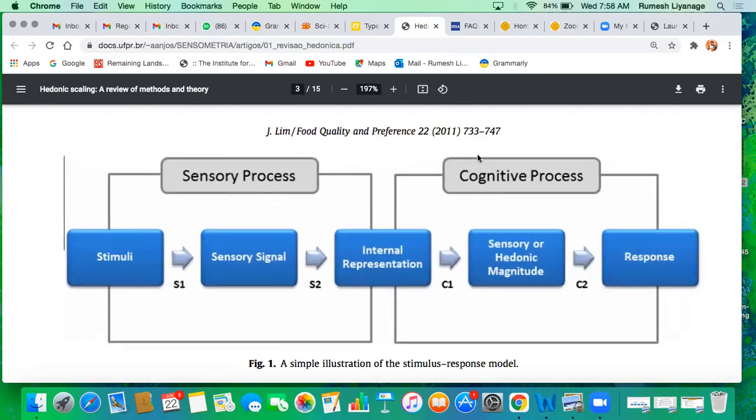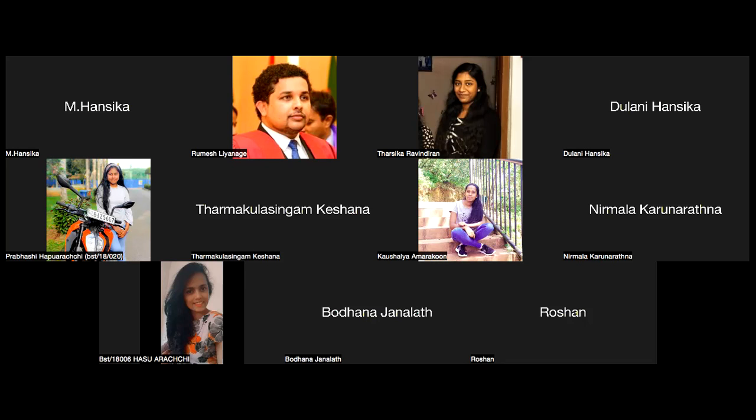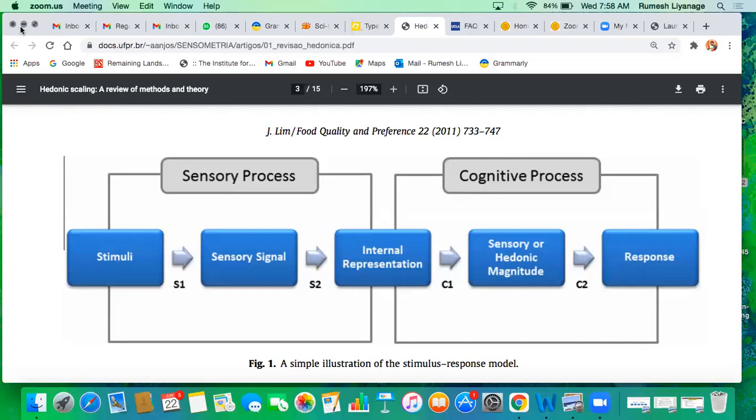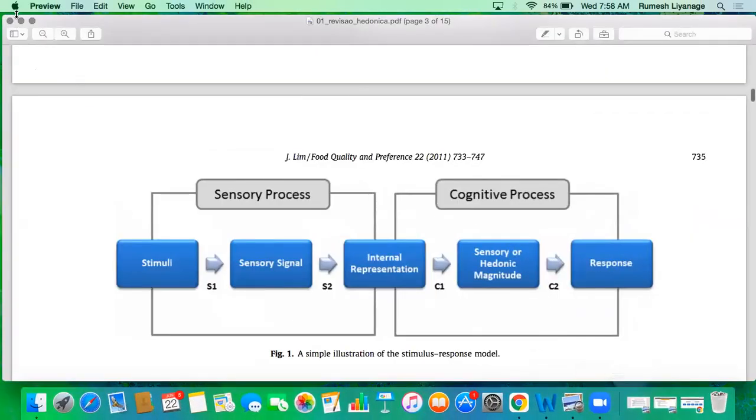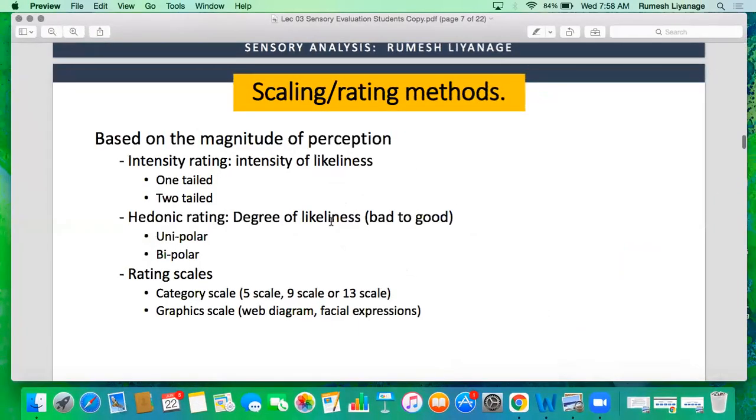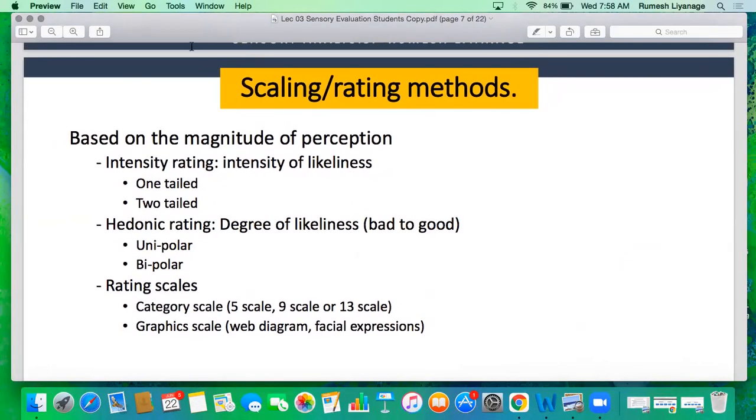So there are two methods. We have already discussed the sensory process last week, and today the cognitive process. All these things belong to the cognitive process. Then there are three methods: intensity rating, hedonic rating, and rating scales. Very similar words, right? Sometimes two test methods can overlap in some areas. So I just categorized them to help you understand. Do not worry about that, right?